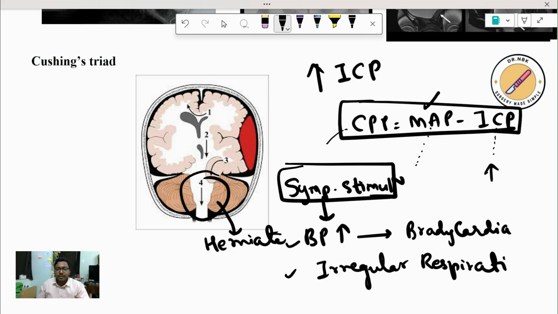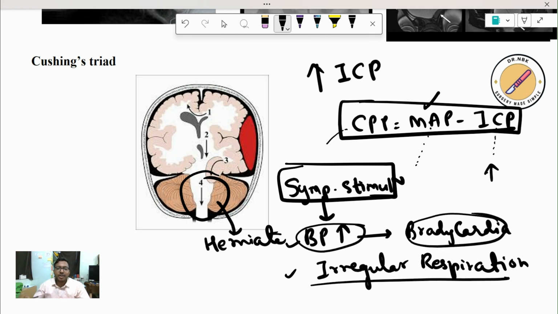Okay. So these are the three important components happening in case of your Cushing's triad, which is also called Cushing's reflex. Please remember, it's a concept. Whenever there is a rise in ICP, your mean arterial pressure tries to increase by sympathetic stimulation, which will cause rise in BP. To compensate, to reduce the BP, there will be reflex bradycardia. And in the last stage of raised intracranial pressure, your brainstem will herniate. So that causes respiratory center damage, which will cause irregular respiration.